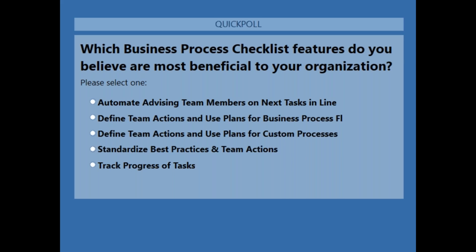True, true. So track the progress of the tasks is the clear winner right now, with almost... wow, automate advising. I was about to close the poll, and now I'm starting to get more and more responses. So really can't have a clear winner. Define team actions and use plan for custom groups. Great. So thank you guys. Thank you for casting your vote. For the time being, I'm just closing this particular poll, and the winner is the third option, which is define the team actions and use plans for custom.